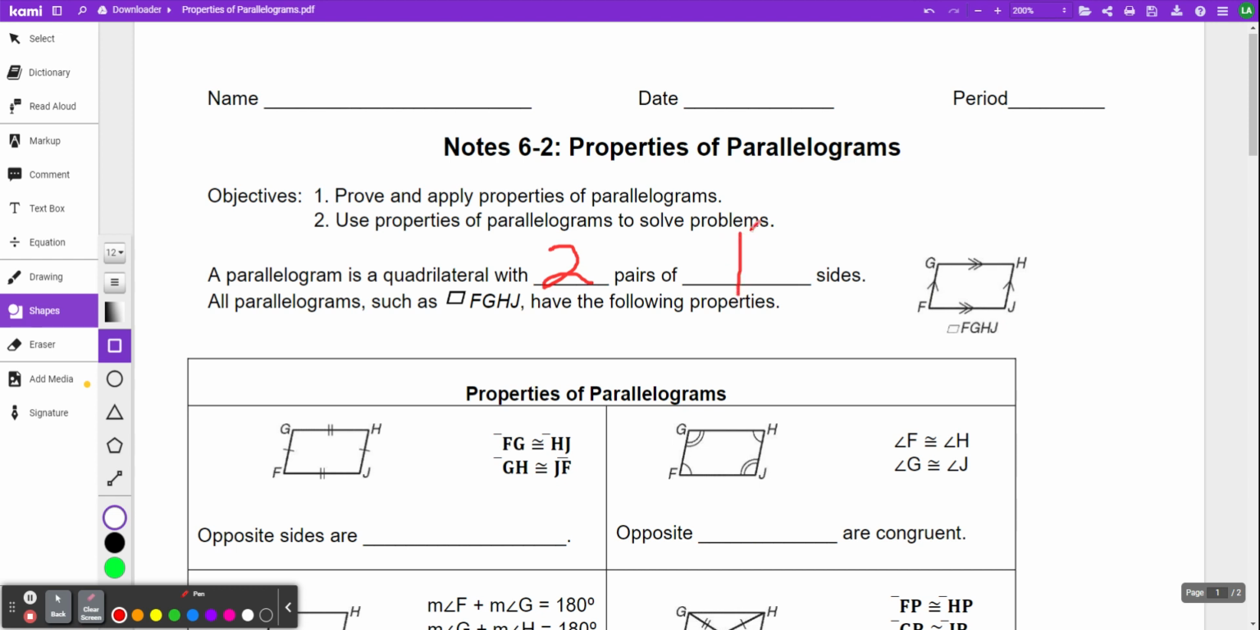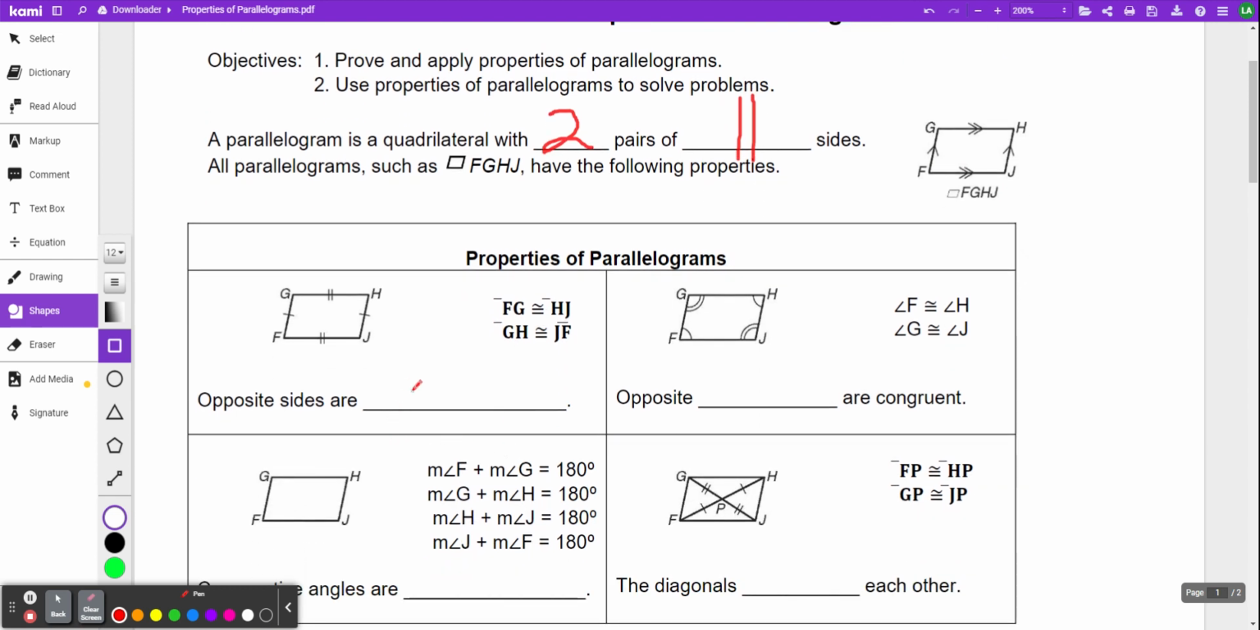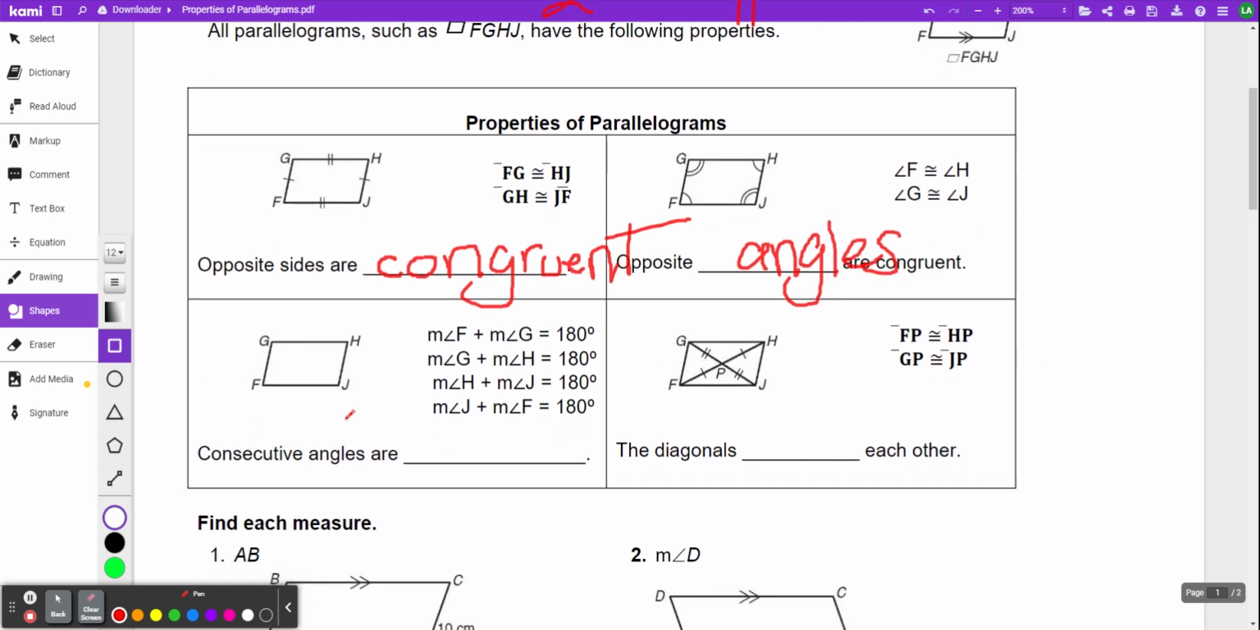I'm just going to use a symbol for parallel. What else? Opposite sides are congruent, in the Latin. Opposite angles are congruent. Man, my handwriting is amazing when I'm writing with the mouse. I should get some sort of tablet.